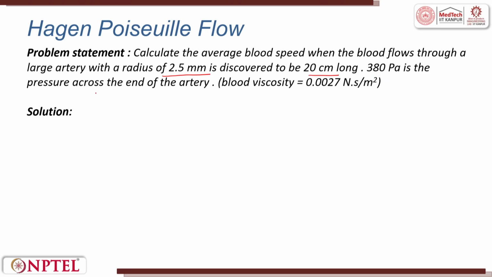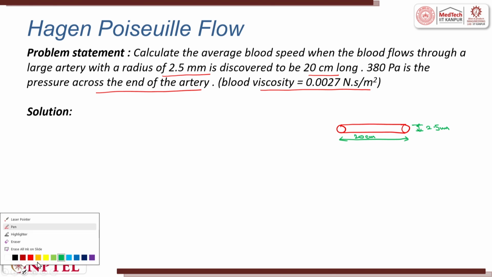380 Pascal is the pressure across the end of the arteries, and blood viscosity is given as 0.0027 newton seconds per meter square. So, it is an artery, they say. Through the artery blood flows. It says a 20 centimeter long artery, and its radius is given as 2.5 millimeters, and here the blood is flowing at a rate.